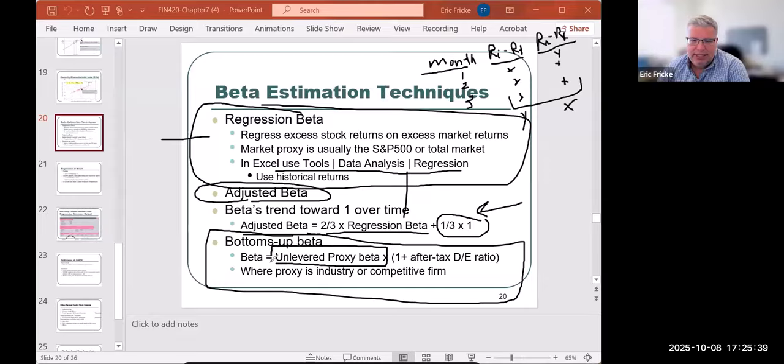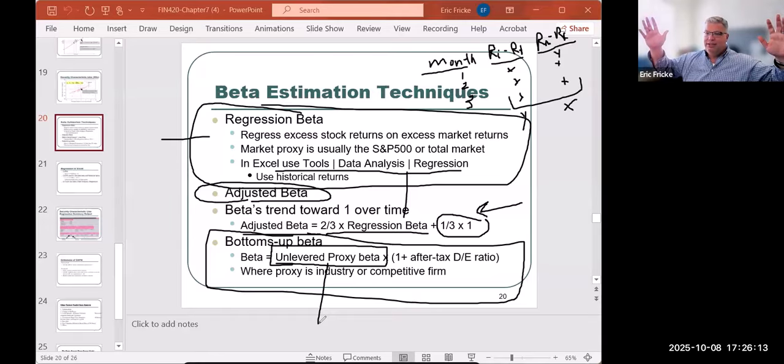This is the data you would look up. It's called unlevered proxy beta. It sounds kind of crazy, but basically it's an industry average beta. And one of the things we know with beta is that it is directly related to how much debt a company has. The more debt a company has, the more risky it is because they're using leverage to amplify their returns, right? The more leverage you have, the wider the range of the potential outcomes.